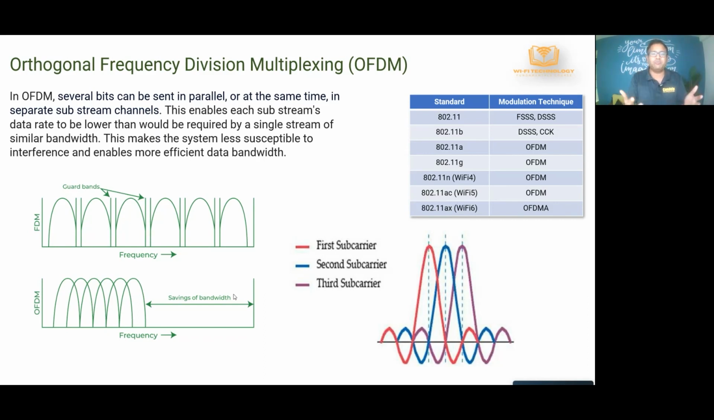What that means is now you're able to send a lot more information in the same amount of frequencies that are available. So as you can see, techniques like OFDM are a lot more spectrally efficient when compared to the spread spectrum techniques.